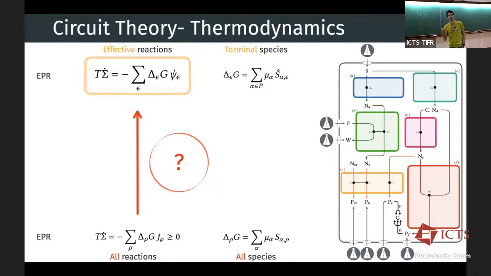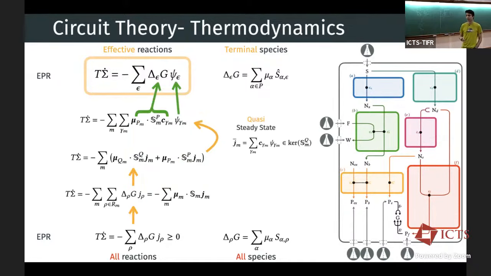According to what Massimiliano taught you yesterday, the answer to this question should be no, we cannot do this. The answer is actually yes, because otherwise I wouldn't be here talking. We can prove that the dissipation evaluated by accounting for the contributions of all the elementary reactions is exactly the same as the dissipation that we would write by taking the delta G of the effective reactions times the currents of these effective reactions. And the reason for that is this quasi-steady state assumption.